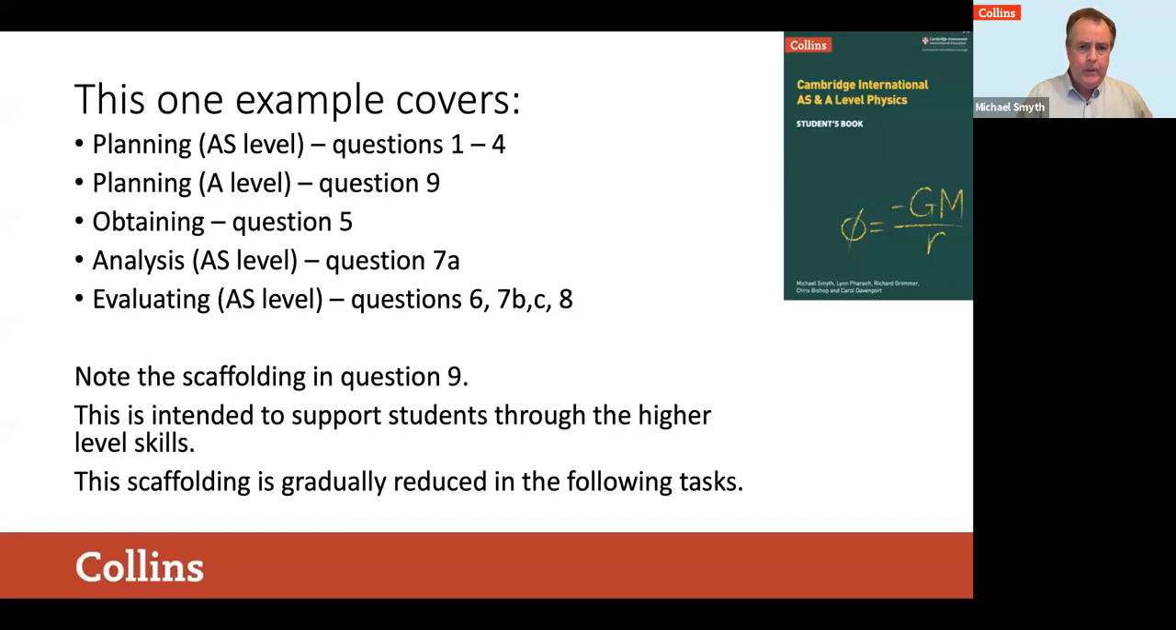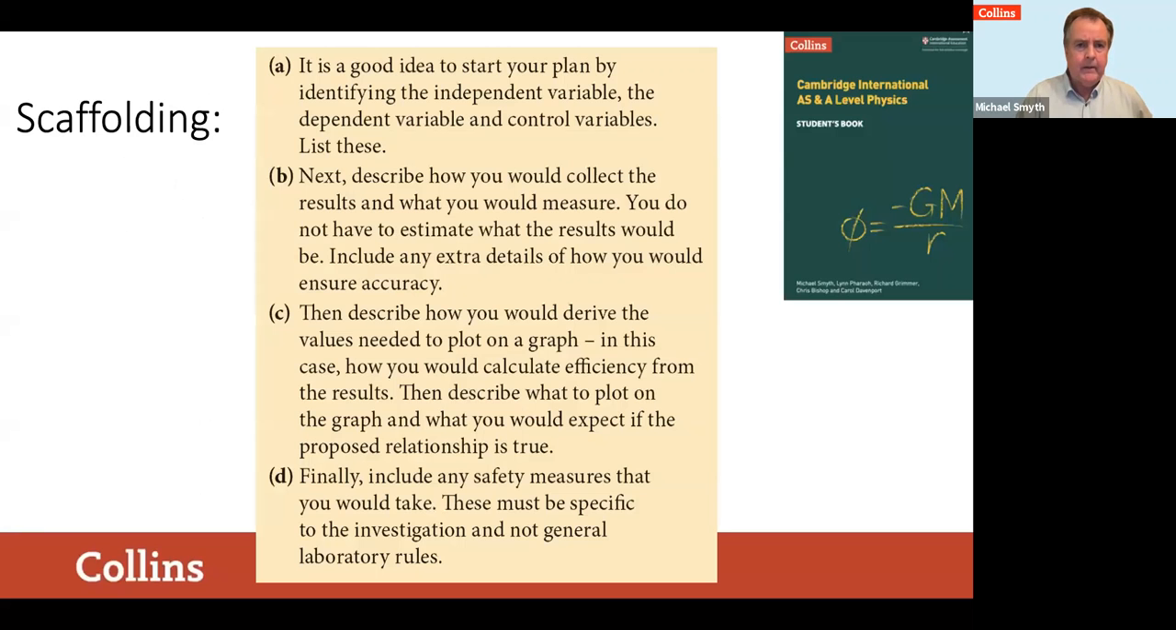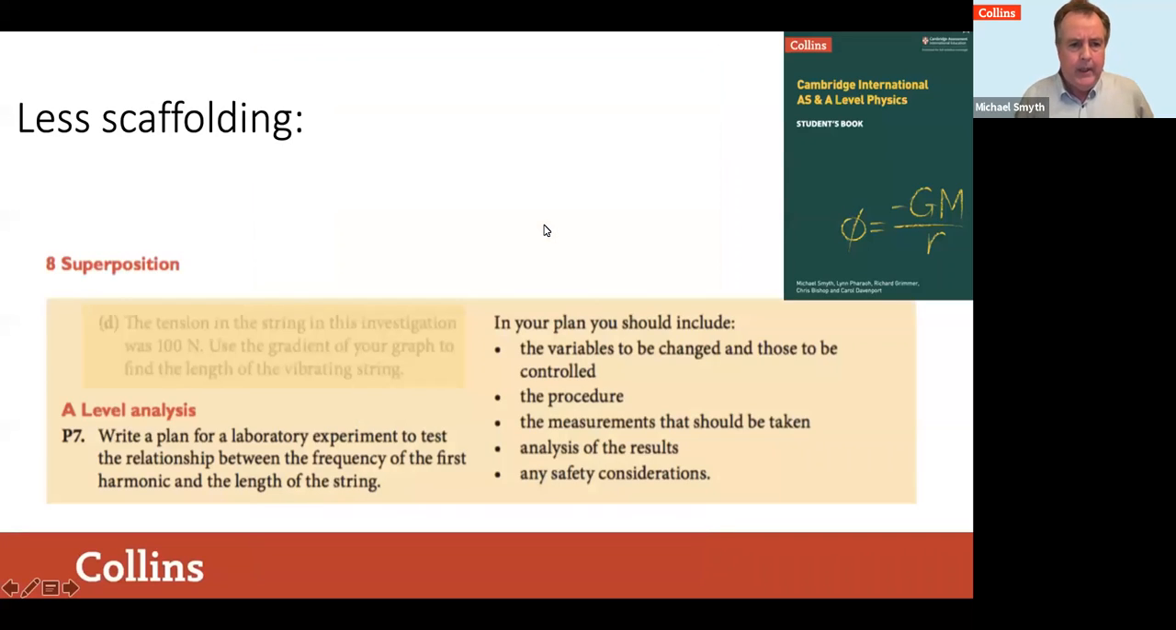So if we just look at the next slide, it shows the way we take them through. So prompt them by identifying the independent, dependent and control variables and list them. And we would expect here for them to justify some sort of equipment choice as well. Okay, now that was from chapter 5 in the book, which is Work, Energy and Power.